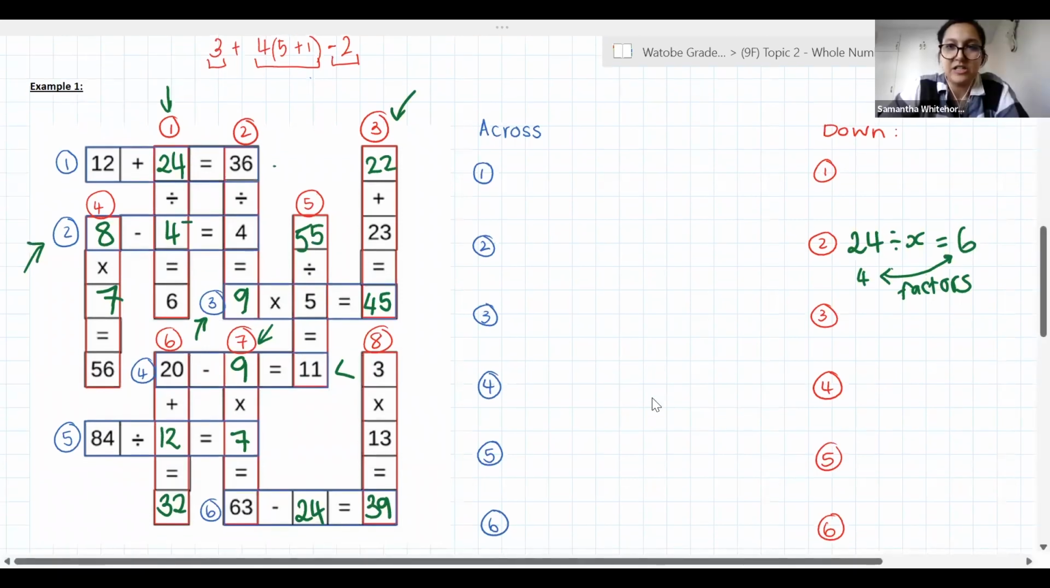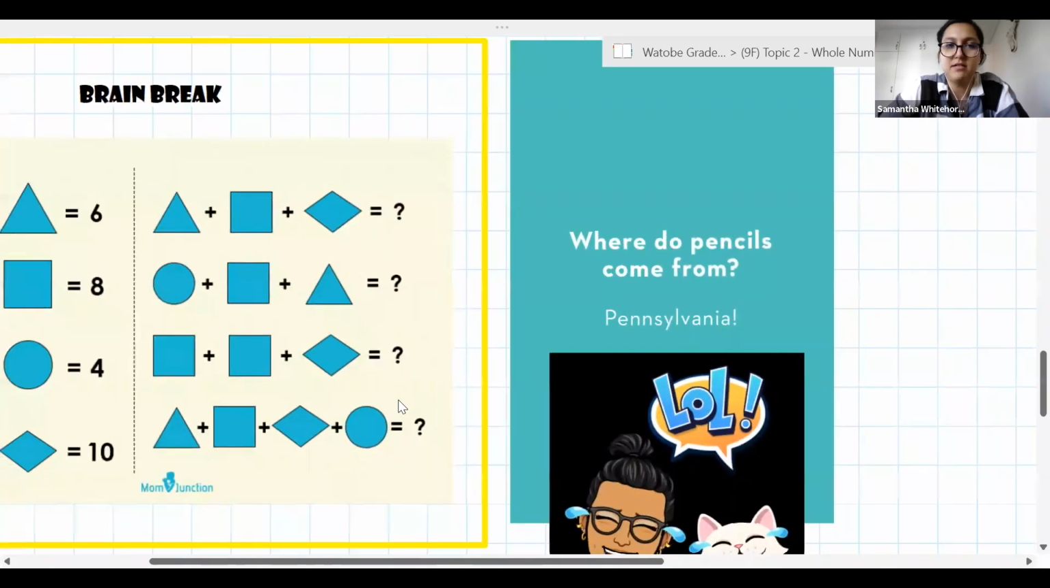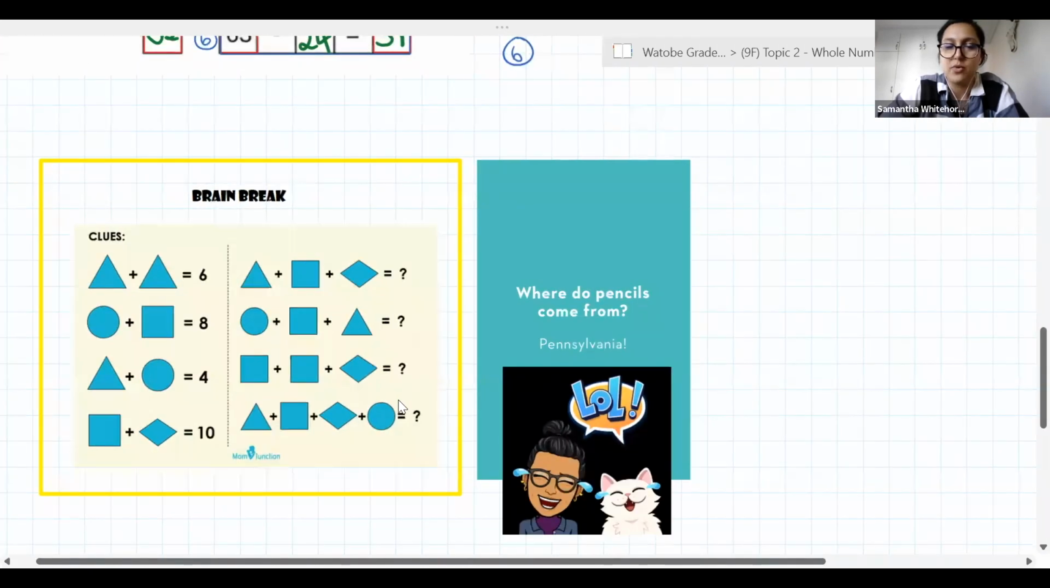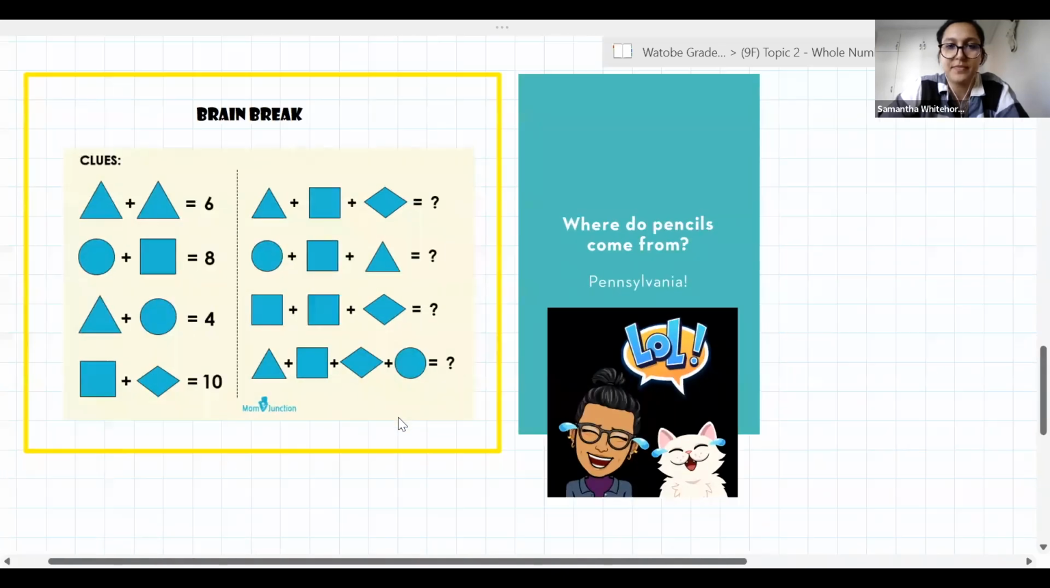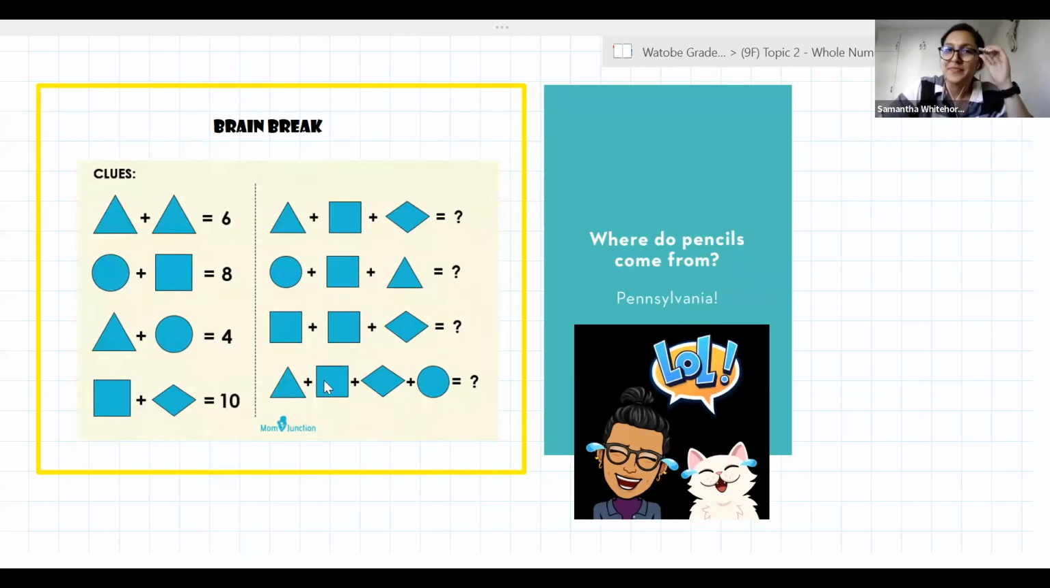Alrighty, guys. So let us have a look at our brain break. Still very mathy, so we're not straying too far. Hope you enjoy my joke. Where do pencils come from? Pennsylvania. Laugh at it or not. Right, so for our brain breaks, I'm glad Annalise was at least laughing at it.